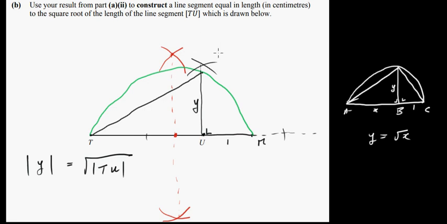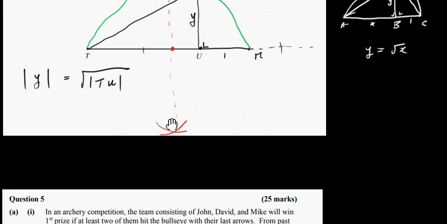You need to show your construction lines here. A line segment equal in length in centimeters. So remember, this has to be 1 centimeter here. So when you were drawing this, use your ruler to draw 1 centimeter, in length to the square root of the length of the line segment TU, which is drawn below. So that's what we always started with here, was the line segment TU. We put in all these extra little bits. Okay, so that's it for part B.